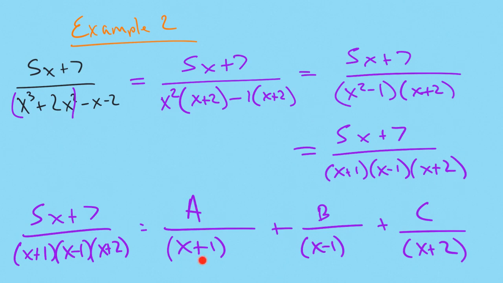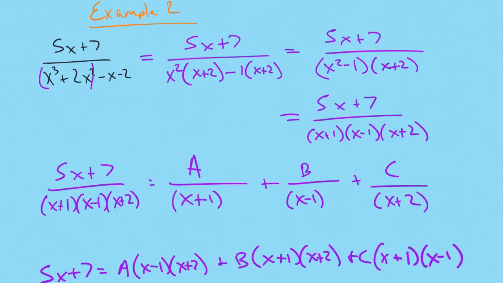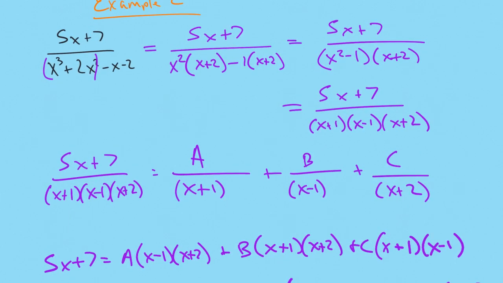So it's a over x plus 1, b over x minus 1, and c over x plus 2. So we want to write this out like this, where you've got our original fraction on the left in factored form equals split up on the right. Then we're going to multiply the a, b, and c by what they're missing. So we end up with a common denominator, and we can ignore the denominators.